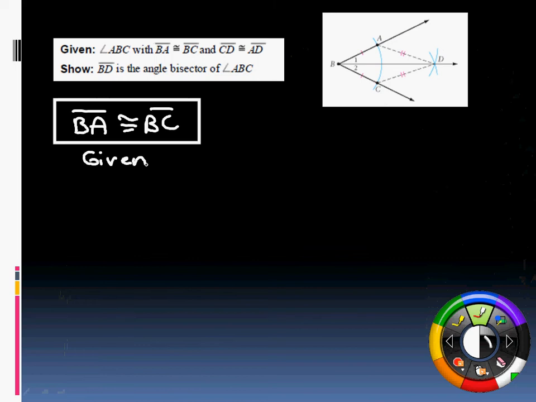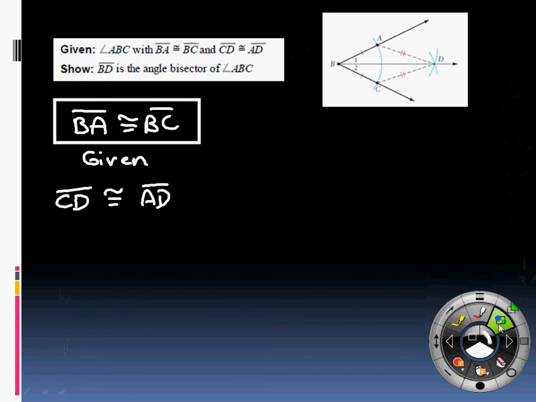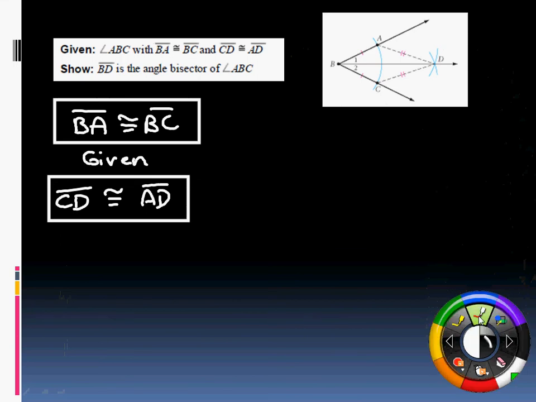I also had that CD was congruent to AD. And why was that true? That was also given to me. And you know what I mean by given here? What I'm saying is that right here, that's what's given to me. Those are the things that I can use when I'm doing my proof.